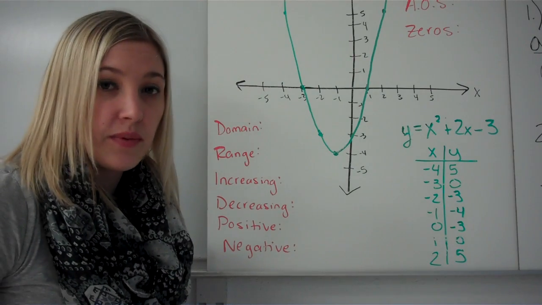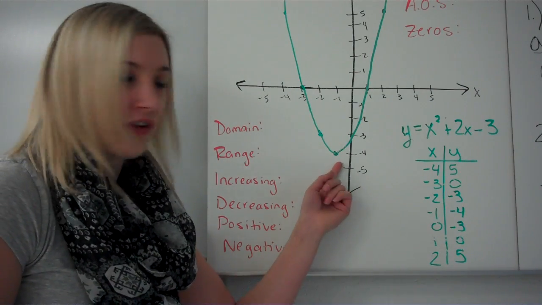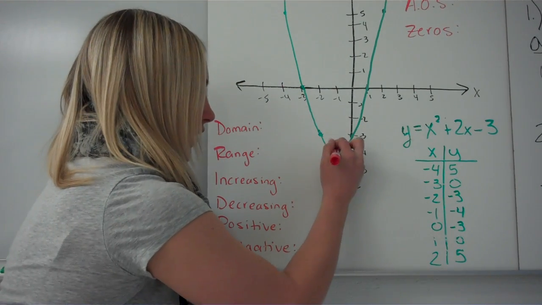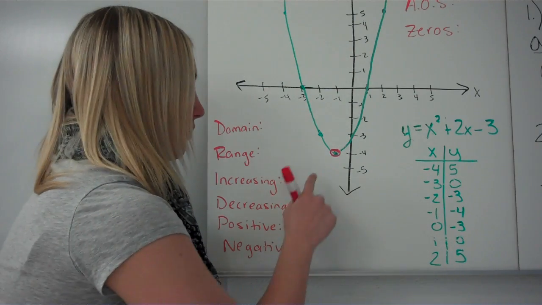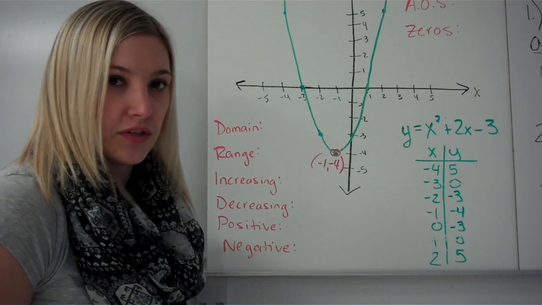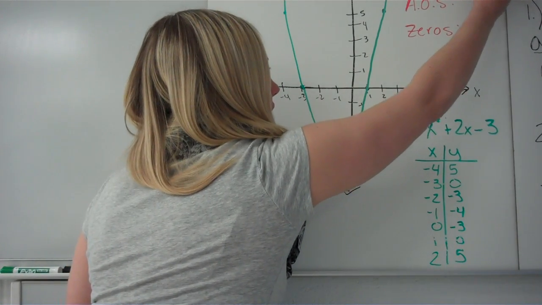So the first thing that you need to be able to do is determine the vertex. The vertex is where the function turns. It's the turning point. So on this picture, it's right here. And that is the point -1, -4 in this particular picture. So it's a coordinate, -1, -4.